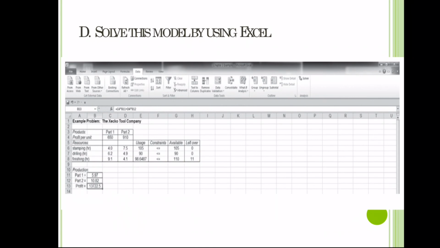On the screen, you can see the solution to the problem with all the production costs given, as solved using Excel. And that's all. Thank you for listening.